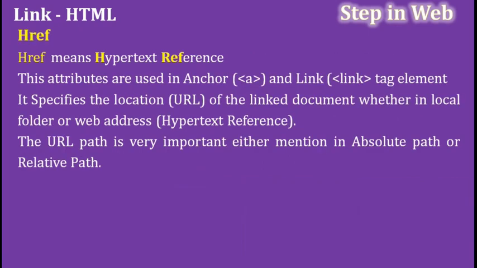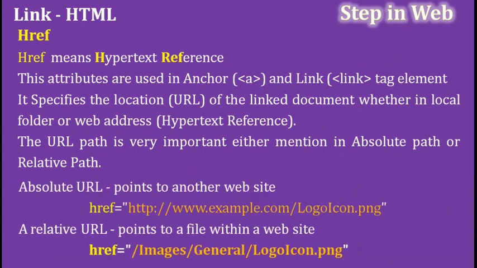This attribute is used in the anchor and link tag elements. It specifies the location or URL of the linked document, whether in a local folder or at a web address. The URL path is very important, whether mentioned as an absolute path or a relative path. To know about the absolute path and relative path, please see my video of part 1, image tag insert. In that I have explained in detail about the absolute path and relative path.